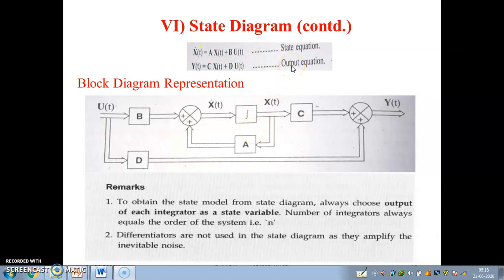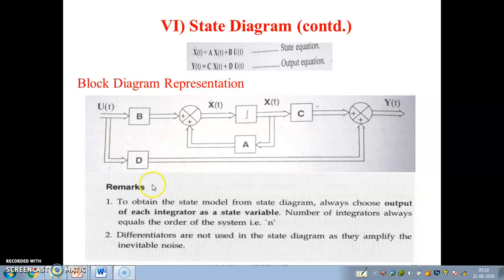Now, we require the output equation. Output equation y of t is equal to C into x of t plus D into u of t. The input u of t is taken as one more parallel path and given to this adder, and one more input signal is provided from this x of t. This is how we will be constructing the state diagram in block diagram form.